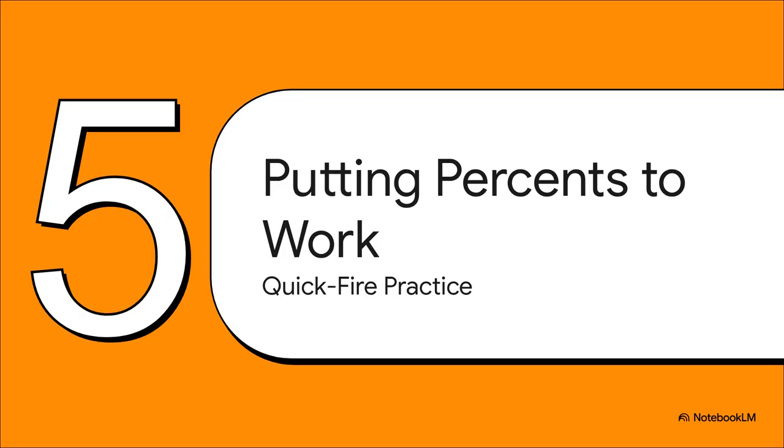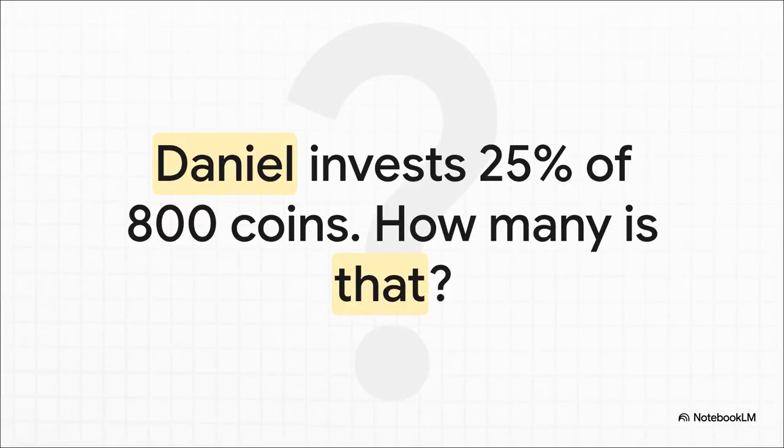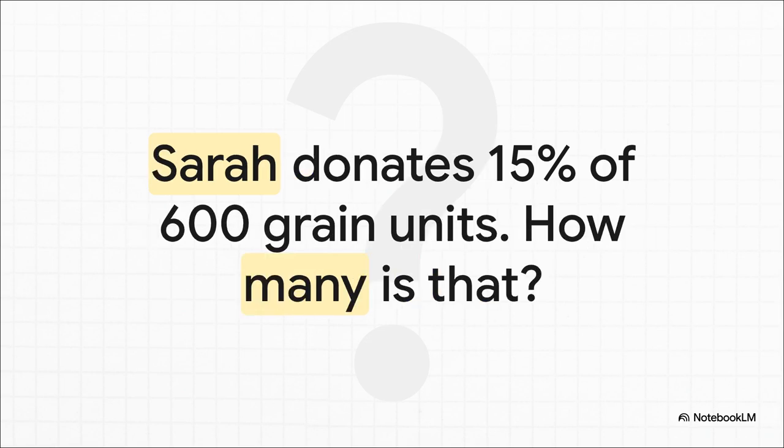All right, so you now know the two ways to build a chart. But let's back up a step, because before you can even make the chart, you gotta have the numbers. Let's do a few quick-fire practice problems to make sure that foundational skill is locked in. Ready? First one up. Daniel has 800 silver coins, and he invests 25% of them in trade. So how many coins is that? Next challenge, Sarah has 600 units of grain, and she donates 15%. How many units did she end up donating?